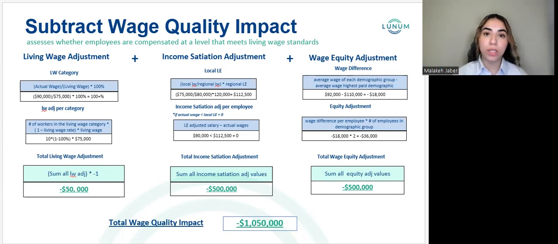We then repeat this process for each demographic group, and ultimately we sum all of those wage equity adjustment values. In this instance, we reached a figure of negative $500,000. Now, the true final step of calculating wage quality is to sum those 3 adjustments we've just calculated. So we take that negative $50,000 for the living wage adjustment, we add that to the negative $500,000 for the income satiation adjustment, and the negative $500,000 for the wage equity adjustment. Once we've summed those, we reach a total calculation for wage quality impact of negative $1,050,000.